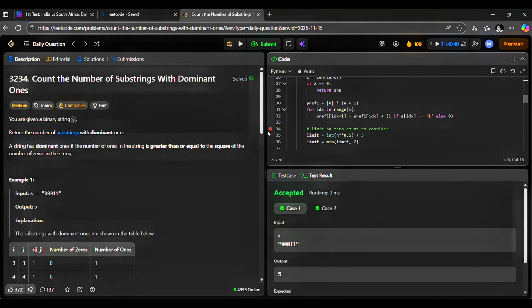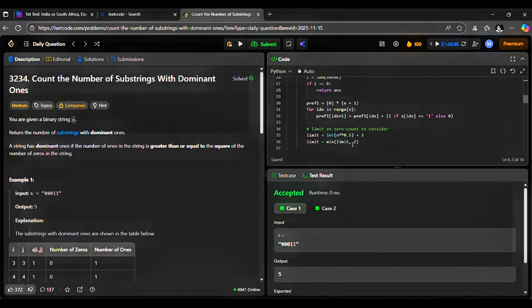Okay, we should avoid the time complexity problem too. For that we have written the following. In the next part we limit the maximum number of zeros to consider. So here we have written limit = int(n ** 0.5) + 3, and limit = min(limit, z).